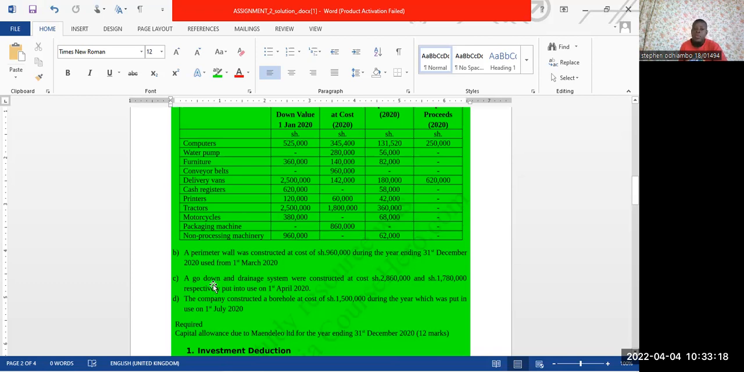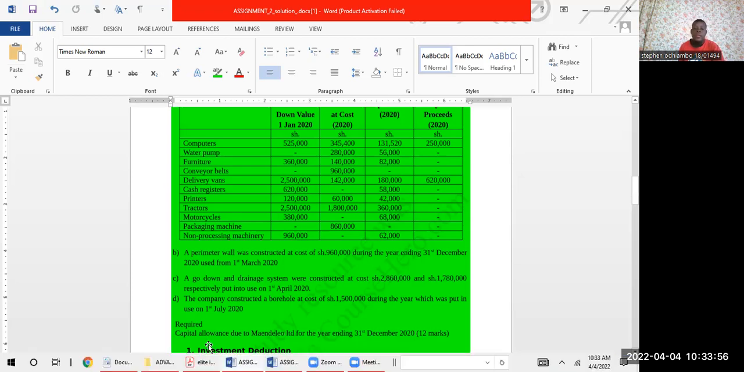So the godown was constructed at an amount of 2,860,000. Then a drainage system was constructed at 1,780,000. Then we are being told the company constructed a borehole. We also have a borehole in the additional information, at a cost of 1,500,000 during the year, put into use from 1st July 2020.